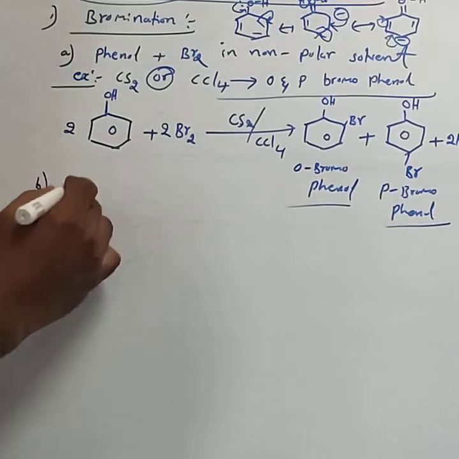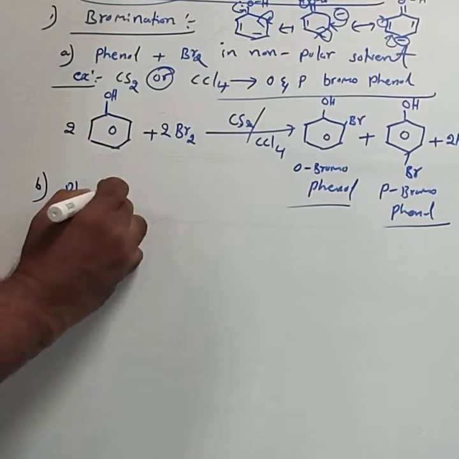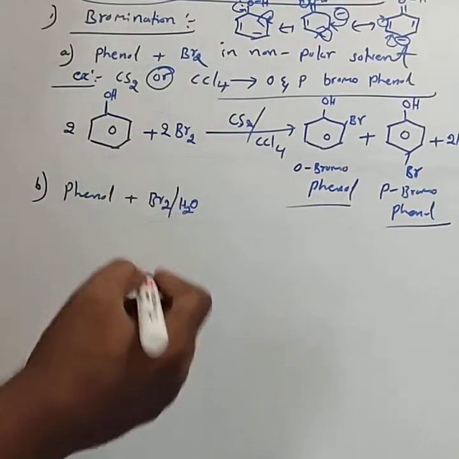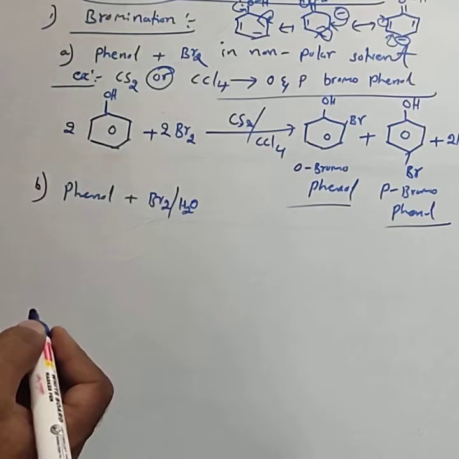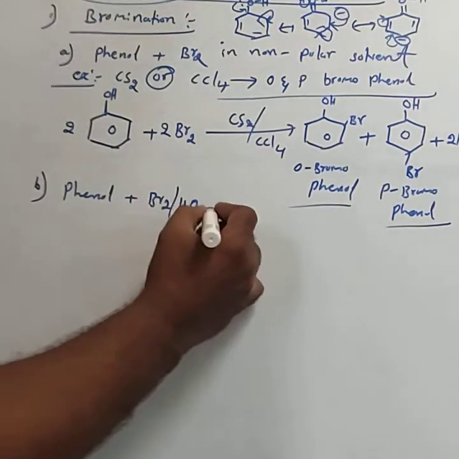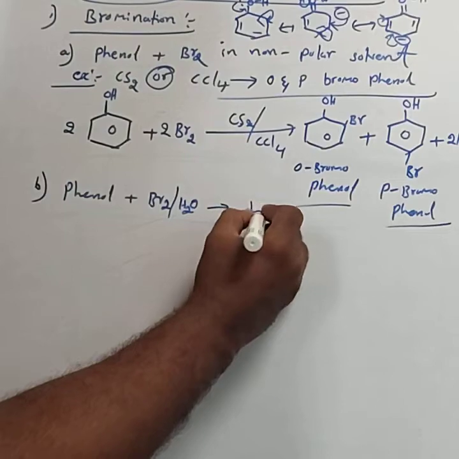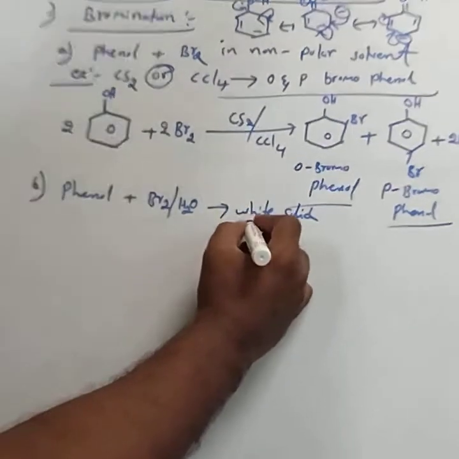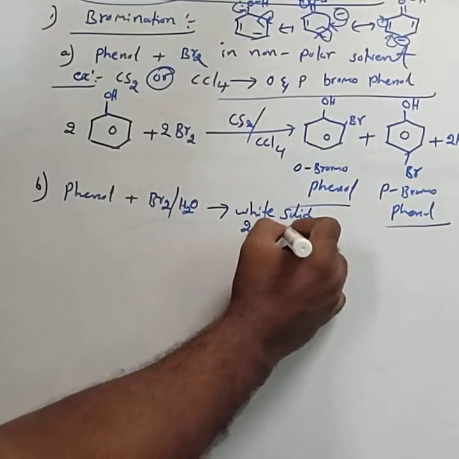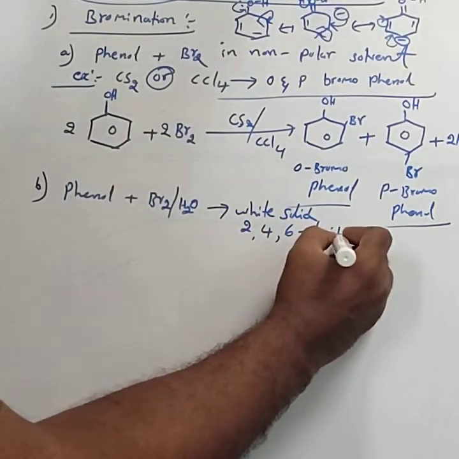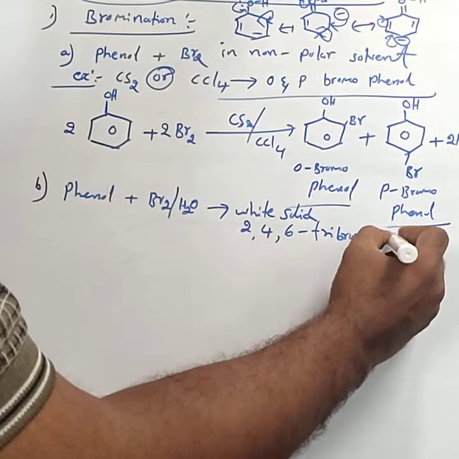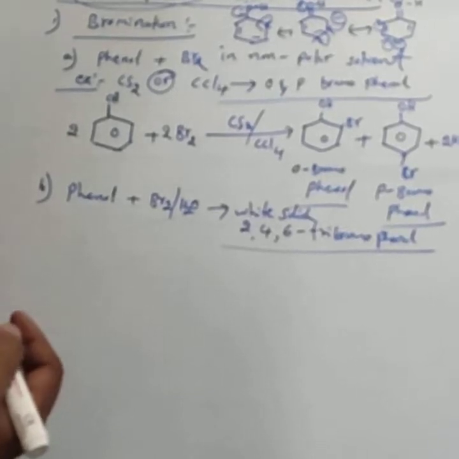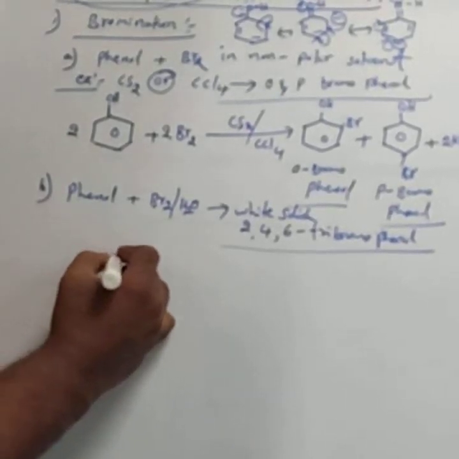The second case is when phenol is treated with bromine water. If phenol is treated with bromine water, the product formed is a white solid. That white solid's name is 2,4,6-tribromophenol. This is the most important one. A white solid of 2,4,6-tribromophenol. You have to write the reaction.